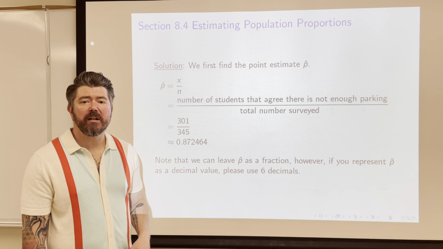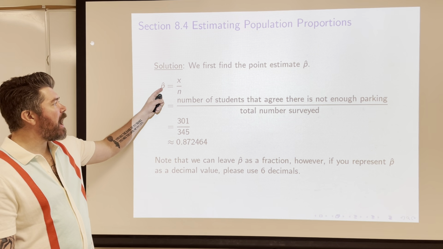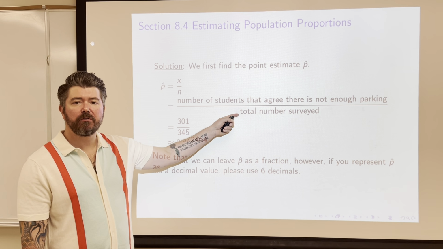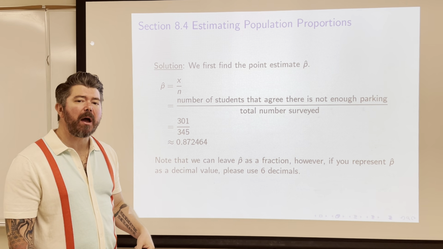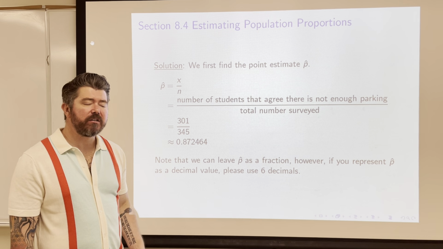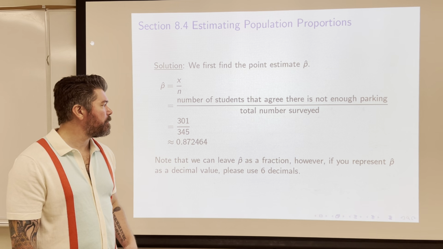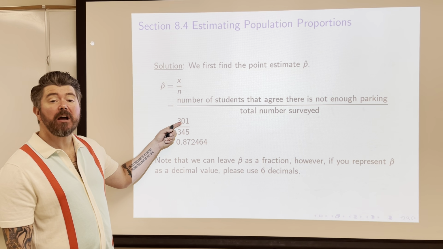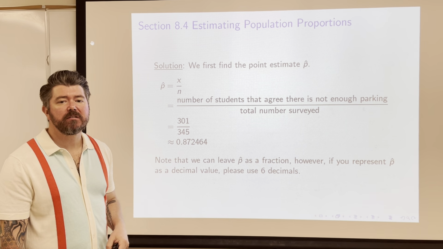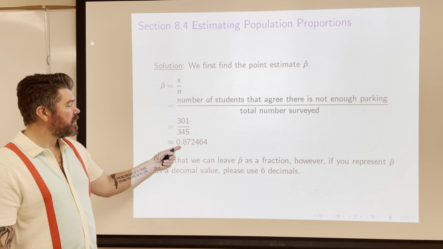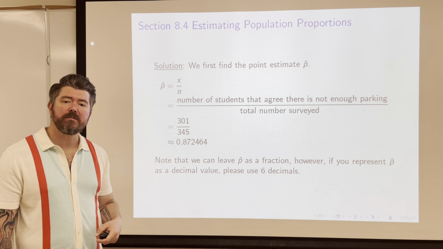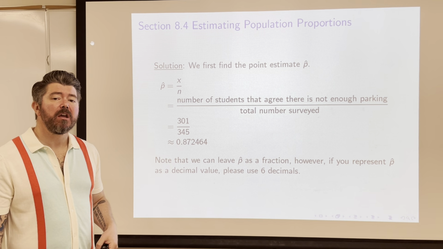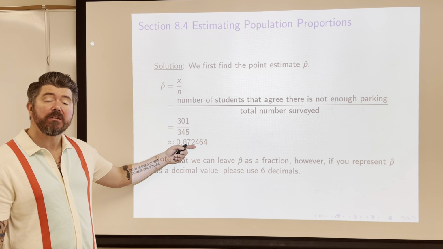We first find the point estimate p hat. Remember that p hat is the number that satisfied the characteristic divided by the total number sampled. In this case, we're talking about students that agree that there is not enough parking on campus. So out of the 345 students surveyed, we found that 301 agreed. So p hat is approximately 0.872464.